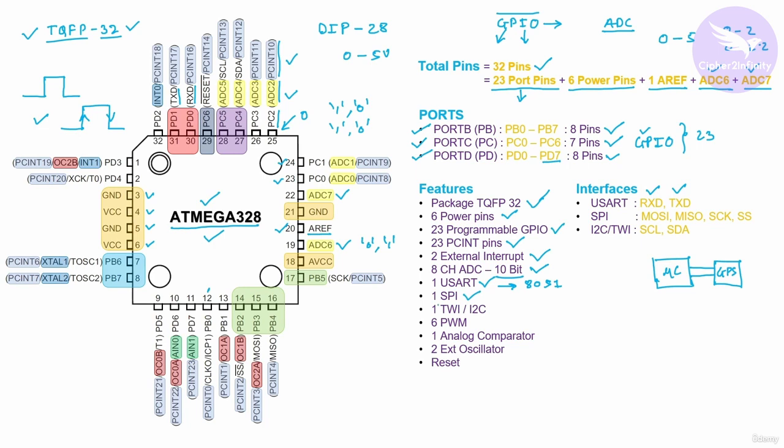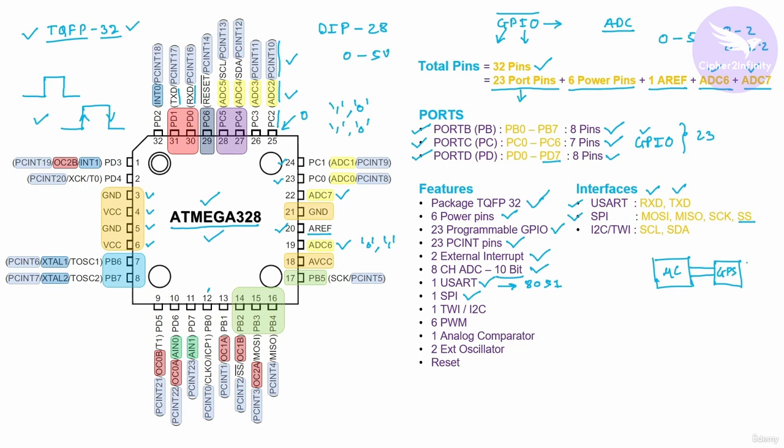Then the next interface is the SPI interface. SPI stands for Serial Peripheral Interface, and these are the pins of the SPI interface: MOSI, MISO, SCK, and slave select. MOSI stands for Master Out Slave In, MISO stands for Master In Slave Out, SCK stands for serial clock, and slave select is SS. Like the USART interface, this is another interface. Every interface in the controller has its own advantages. For some cases we use the USART interface, and in other cases we use the SPI interface for communication.